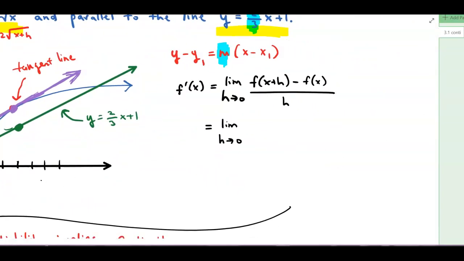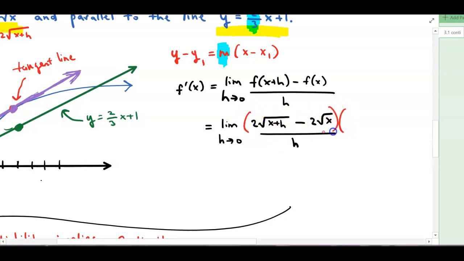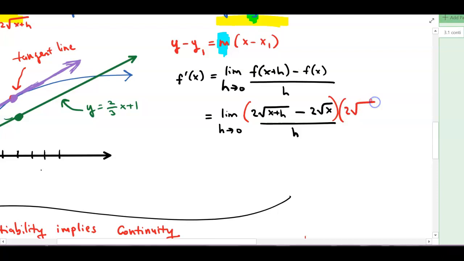So let's write that down. It'll be 2 radical x plus h minus f of x. F of x was 2 rad x, all over h. So here we go back to these square roots. Remember those square roots from chapter 2, how to solve those square root problems? We got to multiply by the conjugate. So to multiply by the conjugate, basically those square root terms, keep them the same, but change the sign in the middle. So that minus will become plus, and you multiply that on top and on the bottom.